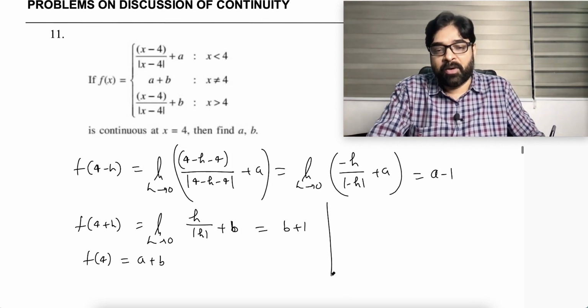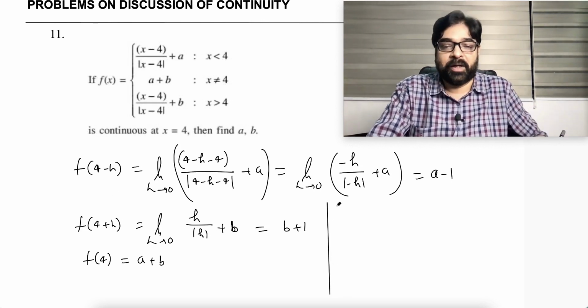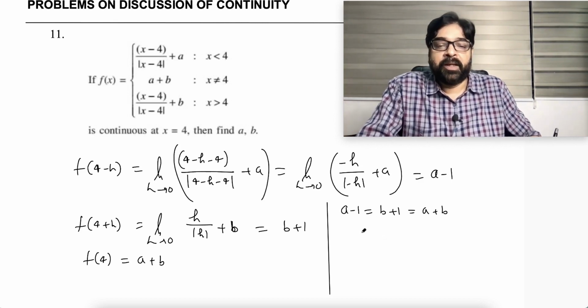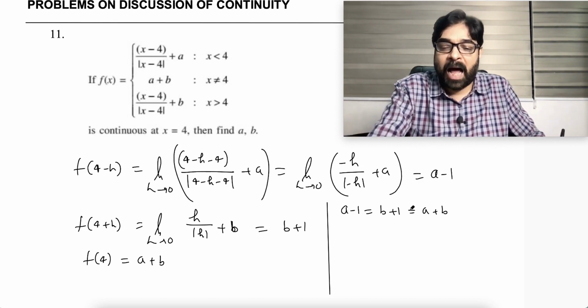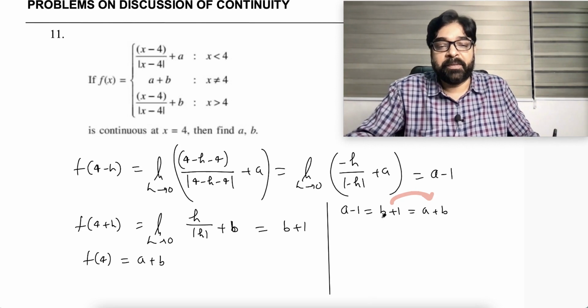Right? Now, the condition for continuity. This is the separate calculation. All three must be equal. It means a minus 1 must be equal to b plus 1, which must be equal to a plus b. Yes or no? Now, all three are equal. If I am using these two, what will happen? b will get cancelled, and a equals 1.